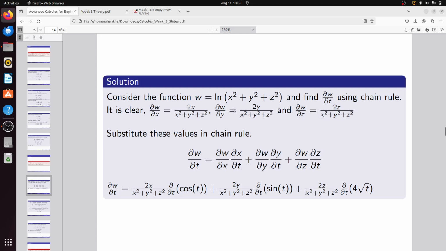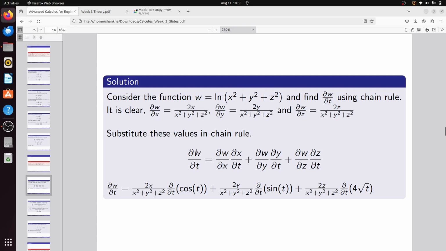Look, this function w is actually symmetrical about x y z, right? If you interchange x and y, will it change your function? No. So this function is symmetrical with respect to x y z. So you can determine del w del x, del w del y, del w del z very easily. You just substitute, instead of x you put y, instead of y you put z, and the answer will be the same, right? So now substitute these values in the chain rule. Del w del t will be del w del x del x del t plus del w del y del y del t plus del w del z del z del t.